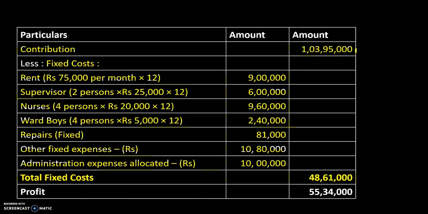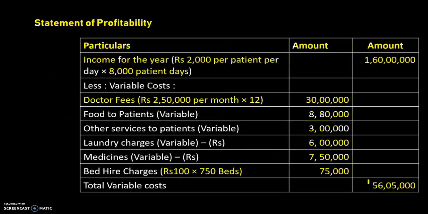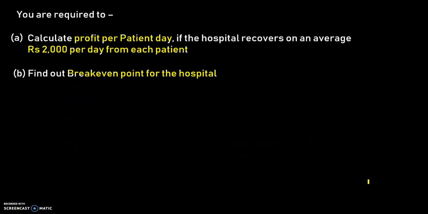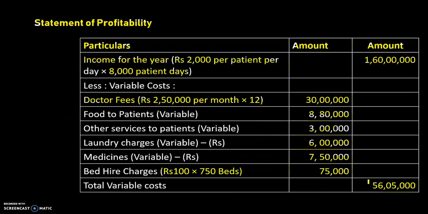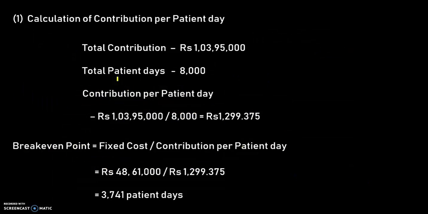So from this contribution of 1 crore 3 lakh 95,000, subtract your total fixed cost, what you get is profit, which is 55 lakh 34,000. Okay, so we have derived the profit, but what is the question? You have to find out what is the profit per patient day. How will you do that? We'll do it here. That is, our objective is calculation of profit per patient day.